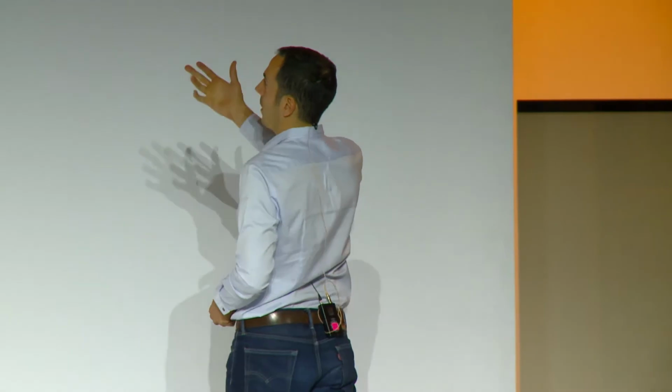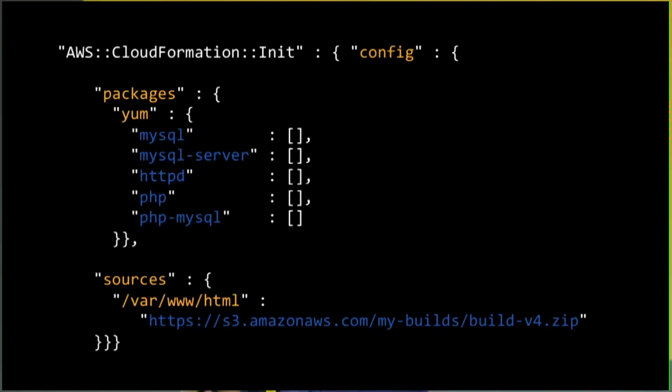As you can see, there's nothing magic here. It's just a JSON file. So this is a segment that, for example, allows you to create a relational database with Amazon RDS, a MySQL database. This is another example to initialize an EC2 instance with basically whatever you want here.